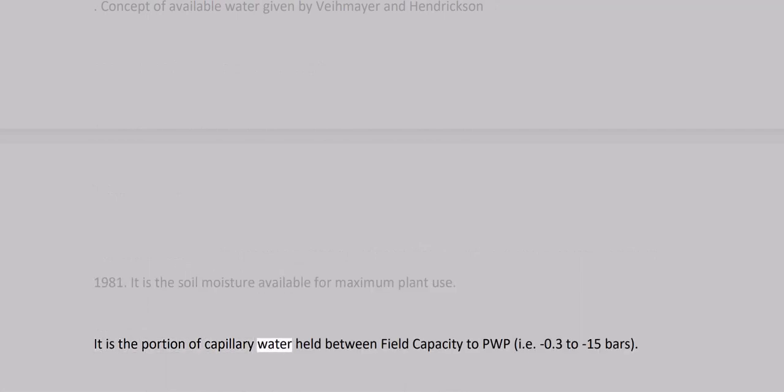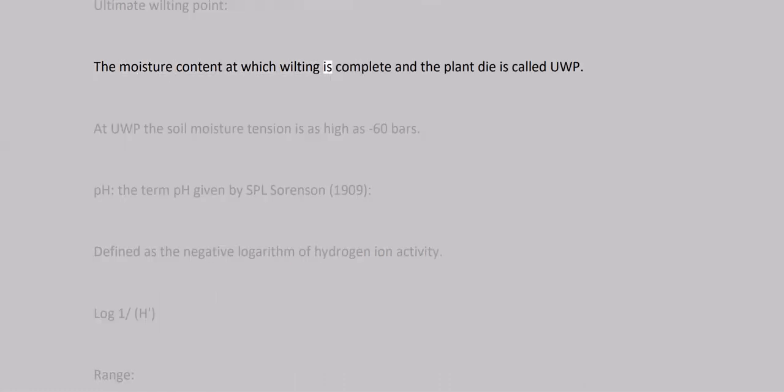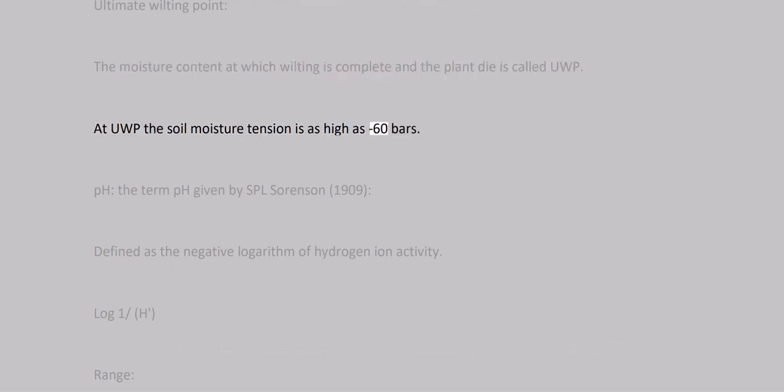It is the soil moisture available for maximum plant use. It is the portion of capillary water held between field capacity and PWP, i.e., -0.3 to -15 bars. Ultimate wilting point: the moisture content at which wilting is complete and the plant dies is called UWP. At UWP, the soil moisture tension is as high as -60 bars.